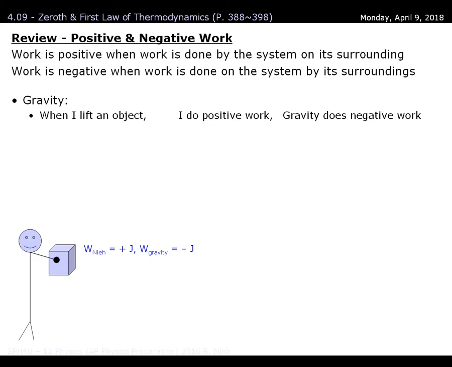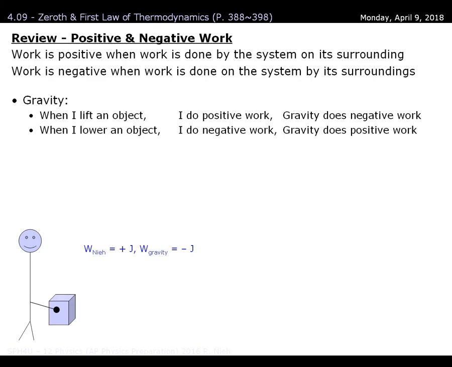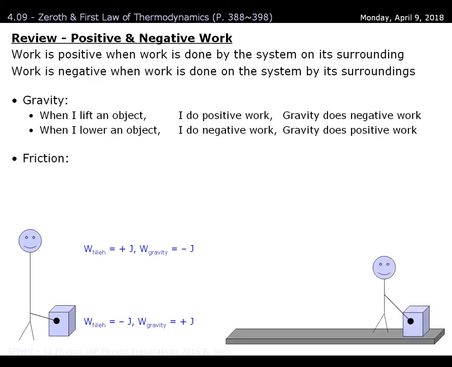On the other hand, if I get tired of carrying this box and I allow the box to win me over, then I am performing negative work, because I'm still trying to apply a force upwards, however the box is winning. With regards to gravity, since the object is moving in favor of gravity, now gravity is performing positive work. Friction, on the other hand, always performs negative work.